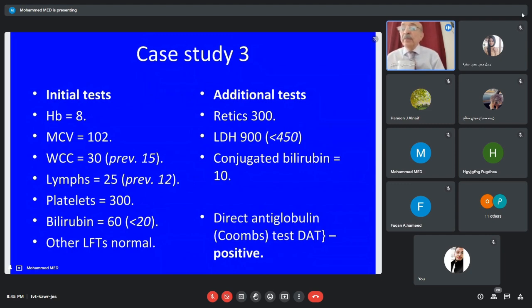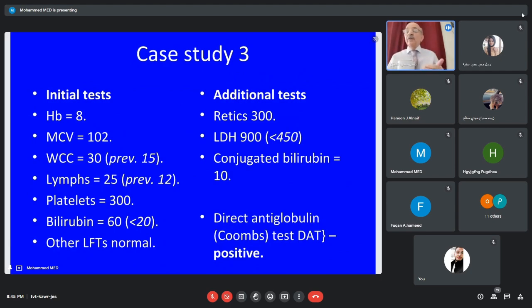The white blood cell count in this patient is 30. And the 30 is high, but not very high for a patient with chronic lymphocytic leukemia. So it is not an exacerbation of the leukemic process. It is the hemolysis, the complication. The lymphocyte is 25, platelet count 300, bilirubin is 60, and a high bilirubin with anemia, as I said earlier, indicates that the anemia is probably hemolytic. The reticulocyte count in this patient is 300, which is very high.